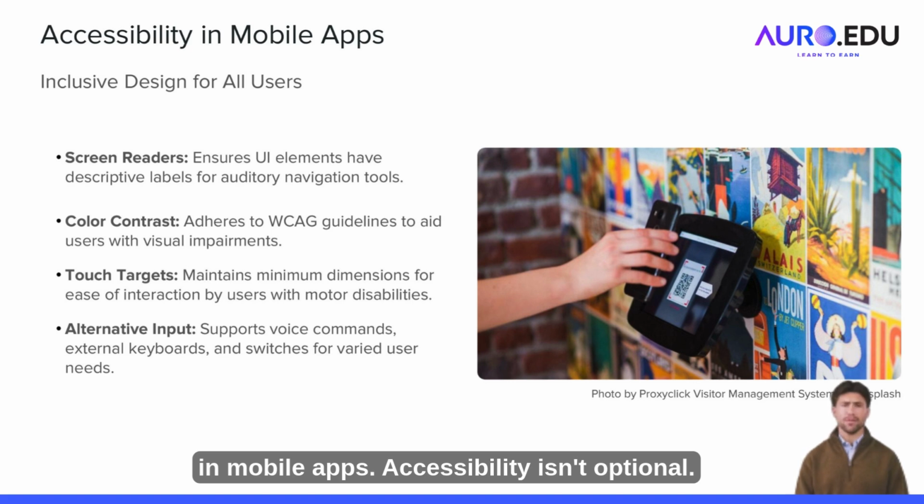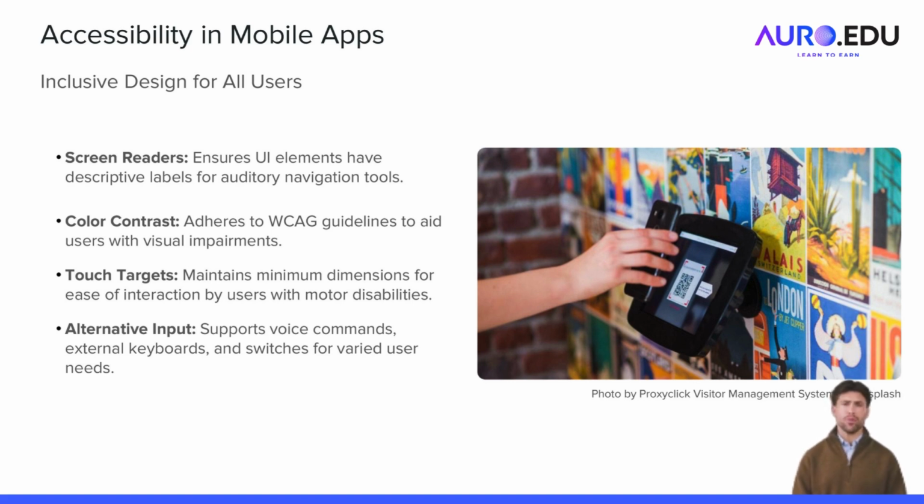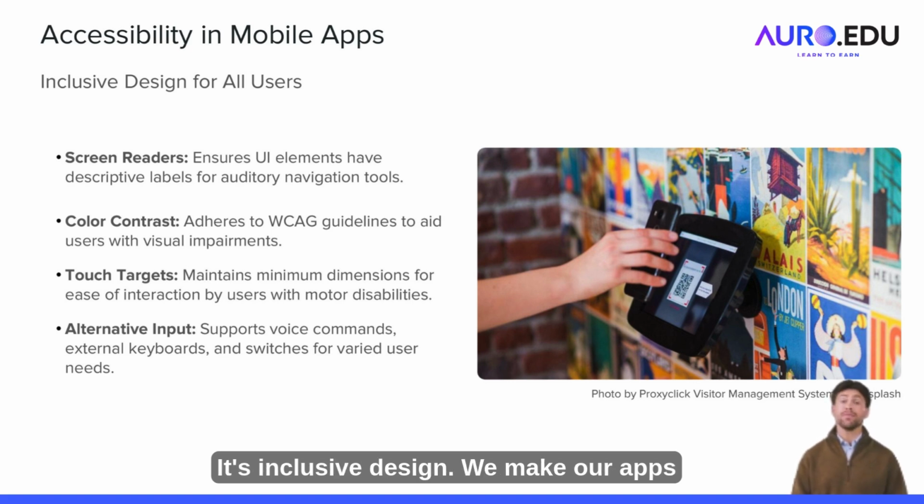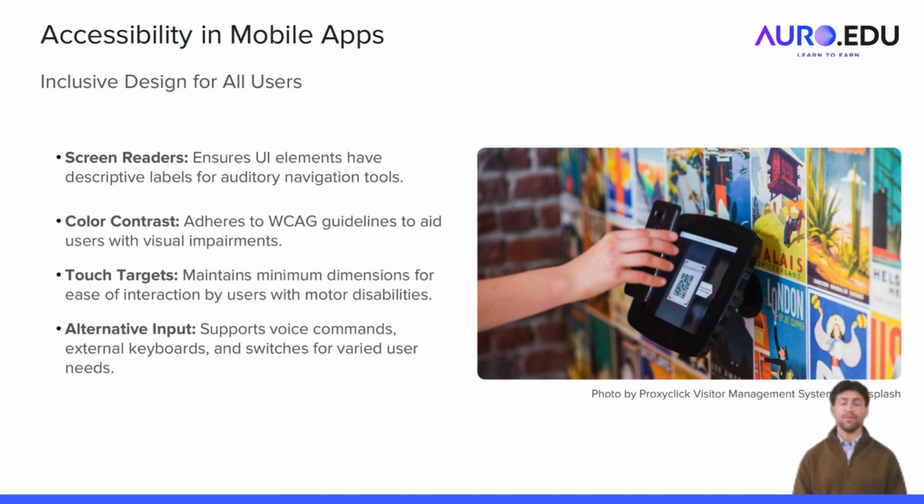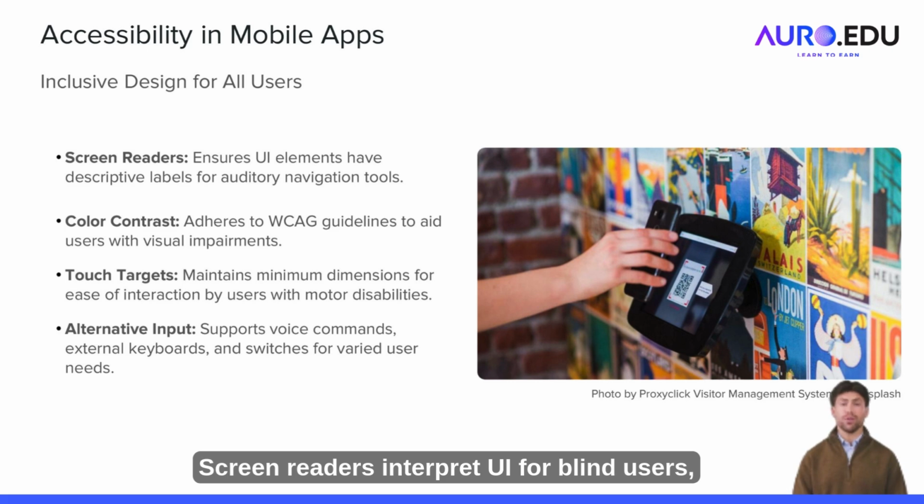Accessibility in mobile apps. Accessibility isn't optional, it's inclusive design. We make our apps usable by everyone, regardless of ability. Screen readers interpret UI for blind users, labeling every button and action. Color contrast helps users with visual impairments or color blindness. Touch target sizes matter for users with limited dexterity, and support for voice controls and external keyboards extends usability further.